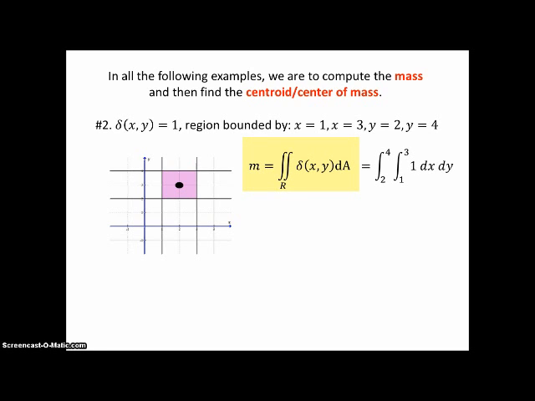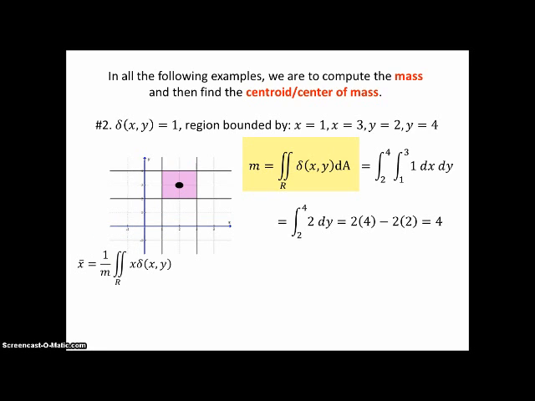So our density is 1, and we're going to integrate from 1 to 3 for x and 2 to 4 for y. The antiderivative of 1 is x, and evaluated at 3 and 1, that's just 2. Then the antiderivative of 2 with respect to y is just 2y, and evaluated from 2 to 4, we get 4. Duh, the area is 4 and the density is 1, so the mass is 4.